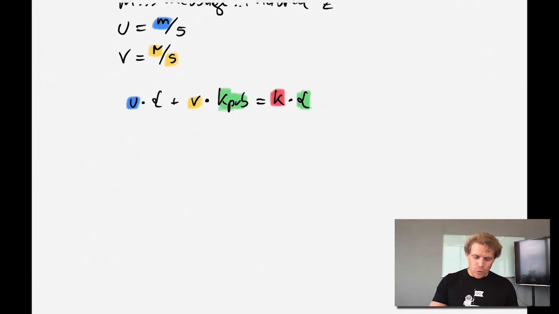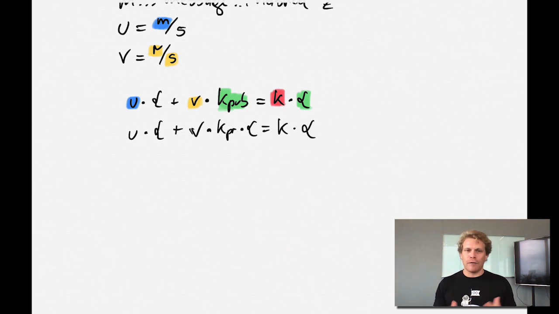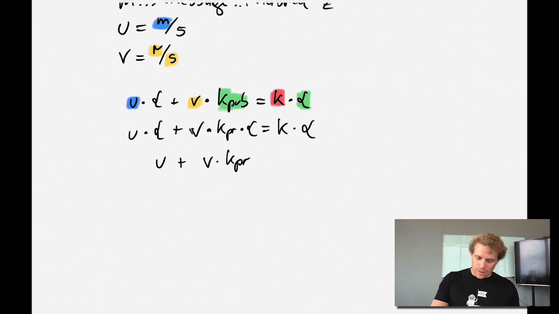What we're basically doing now is we write U times alpha, so that stays, plus V, and now we split up the public key and write that this is K private times the generator point, alpha, and that equals K times alpha. So that stays. So we have alpha all the time. So what we can do now is scratch away alpha, and what it leaves us with is U plus V times the private key equals K. Very, very straightforward.